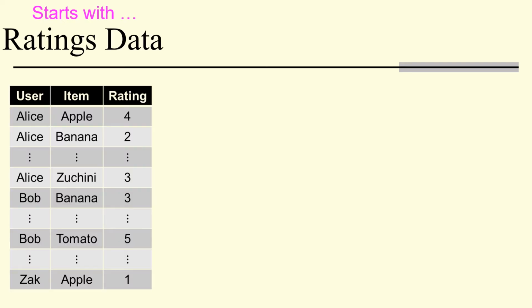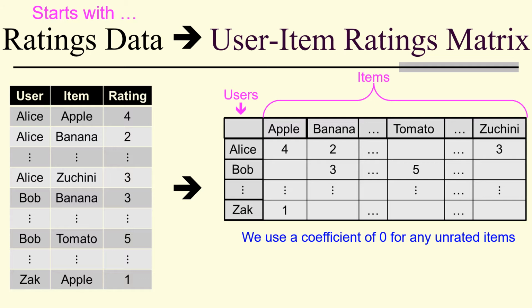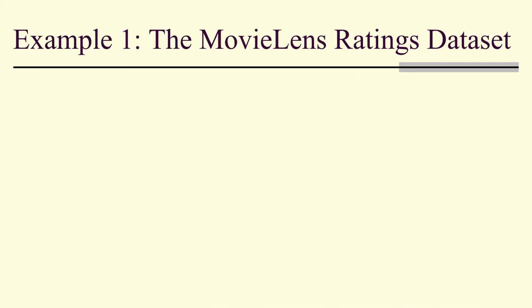So it starts with ratings data. And this is just user, item, and rating, and just many observations of those. But we tend to put them in a user-item rating matrix. Notice that's going to mean a lot of missing information. The users are going to be the rows and the items are the columns. We'll put a coefficient of 0 for any unrated items, but these are not actually ratings. They are simply inserted, so the user-item ratings array is actually a matrix. We can do matrix arithmetic.